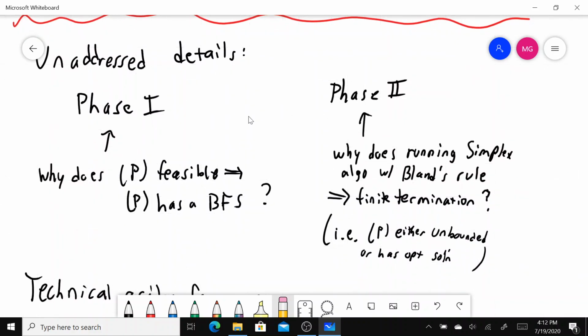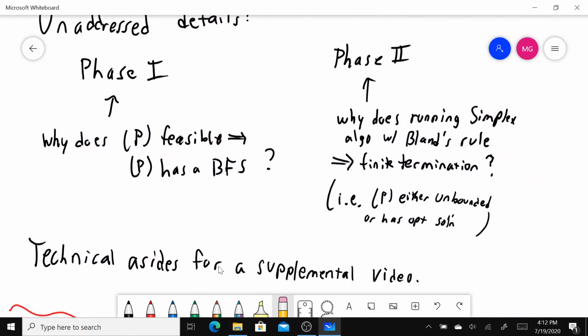But I just wanted to make it explicit that if you're thinking something's not quite right, we've skipped something, yes, you're right, we have skipped exactly those things. And those are technical asides, basically for a supplemental video. The next video wouldn't be on those details because they're just kind of assumed within what we're already doing. It's more supplementary material that would justify these. So at some point I'll consider doing a supplemental video that addresses these things, just for completeness.